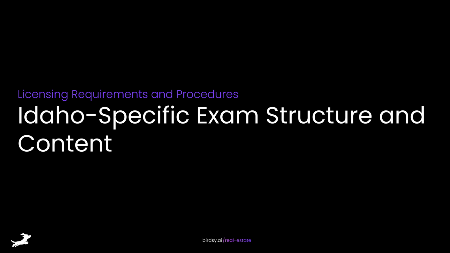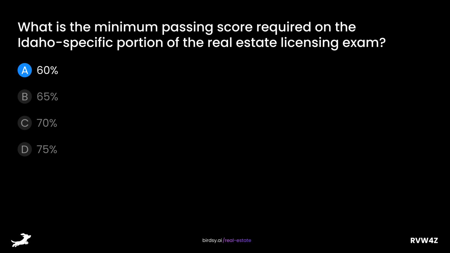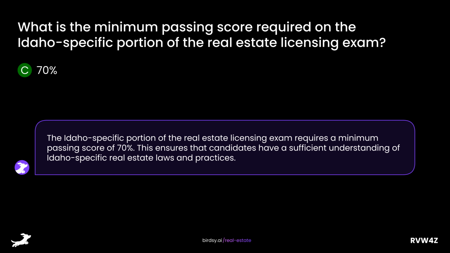Idaho-specific exam structure and content. What is the minimum passing score required on the Idaho-specific portion of the real estate licensing exam? Is it A, 60%, B, 65%, C, 70%, or D, 75%? The answer is C, 70%. The Idaho-specific portion of the real estate licensing exam requires a minimum passing score of 70%. This ensures that candidates have a sufficient understanding of Idaho-specific real estate laws and practices.